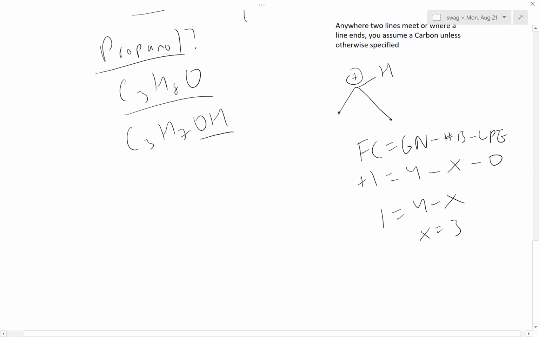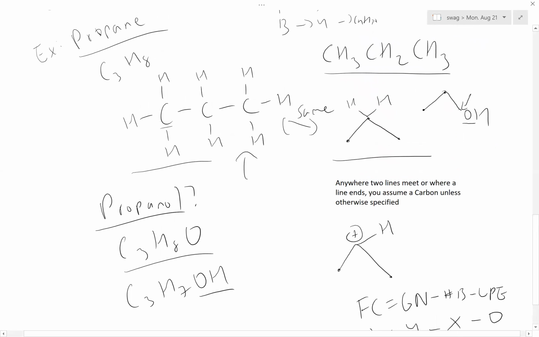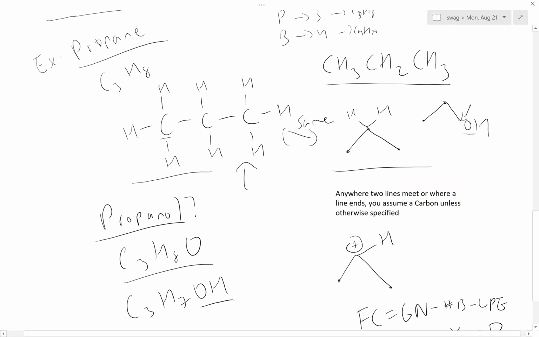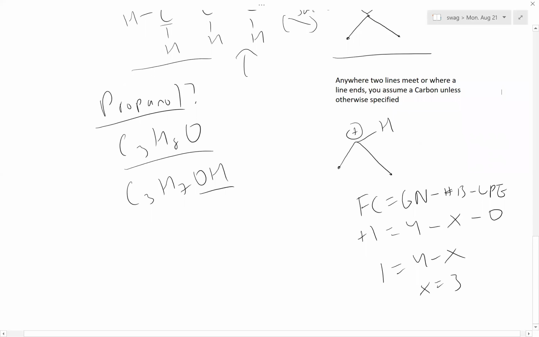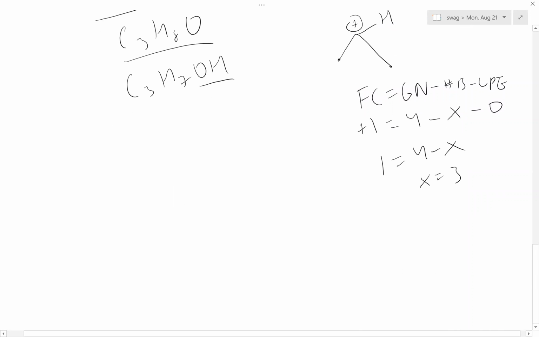Like for me now, if you show me this condensed formula that we have, I'll just be like, no, I can't. My mind won't allow me to visualize it unless I see line angle. So some people, even after they finish Orgo 1 and Orgo 2, still prefer condensed formula. I guess it just depends on the way your mind thinks.